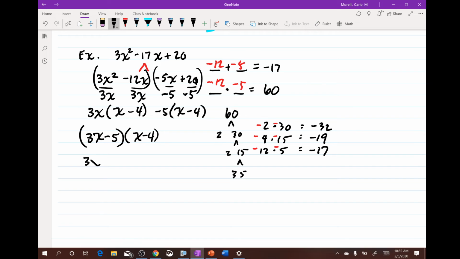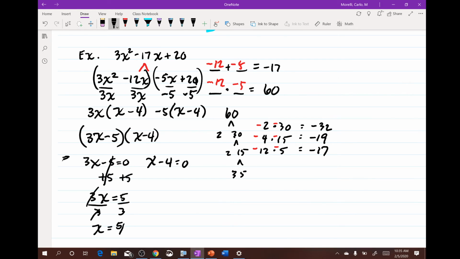Set them equal to 0. 3x equals 5. Divide both sides by 3. I got x equals 5/3. Another way of saying 5/3 is 1 2/3, or 1.6 repeating. And then we add 4 on both sides here, and we got x equals 4. Let's assume we're right. Okay?